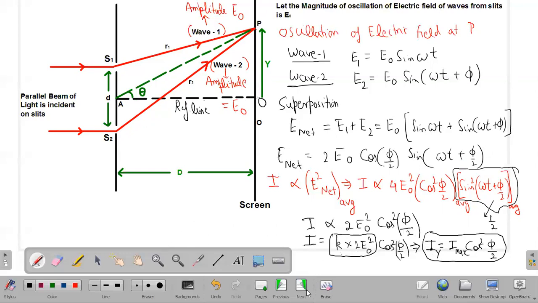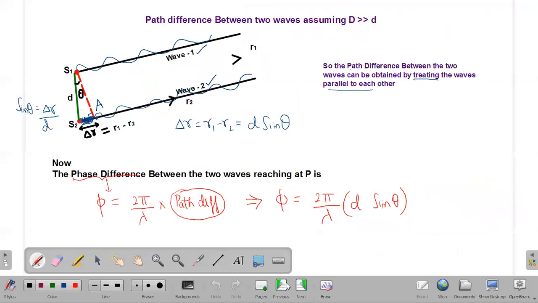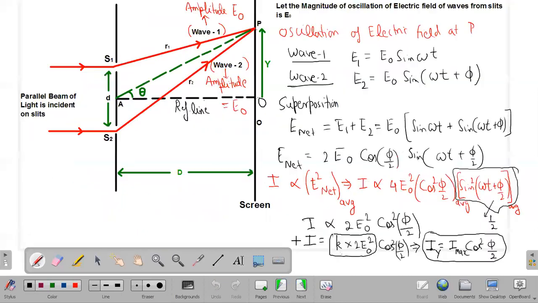And we can use the previous relation of phase difference. That phase difference is 2 pi over lambda into d sine theta. If I use this phase difference, the same expression can now be written as intensity I equal to I max, the maximum intensity, into cos square of pi d sine theta over lambda.